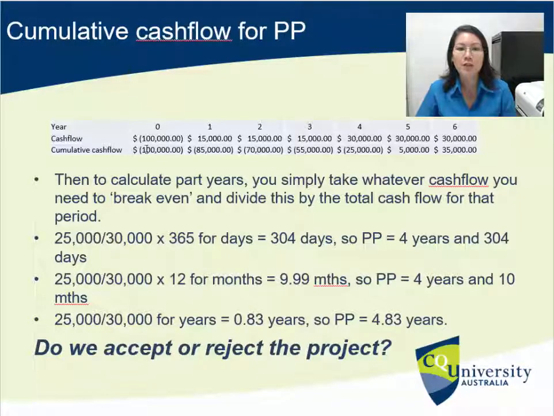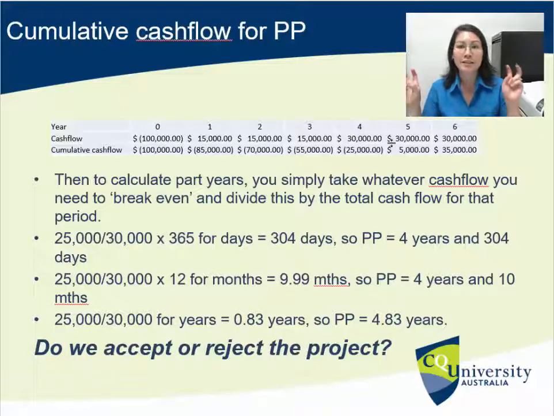Cumulative cash flow, negative 100,000. We add on the 15, so we're at negative 85. We add on the 15, we're at negative 70. We add on the 15, at negative 55. We add on the 30,000, we're at negative 25,000. And then in year 5, we add on 30,000. So we're at a positive 5,000 at the end of year 5. So somewhere between year 4 and year 5, we get paid back.